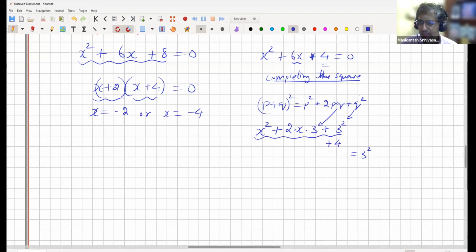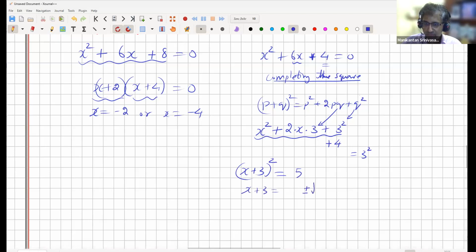All I've done is write the 6x as 2 times x times 3, and then add 3 square on both sides. So why is that helping me? Because I can write it as x plus 3 whole square equal to, I'll move the 4 to the right hand side, 9 minus 4, which is 5. And therefore I can complete it by saying x plus 3 is plus or minus root 5.